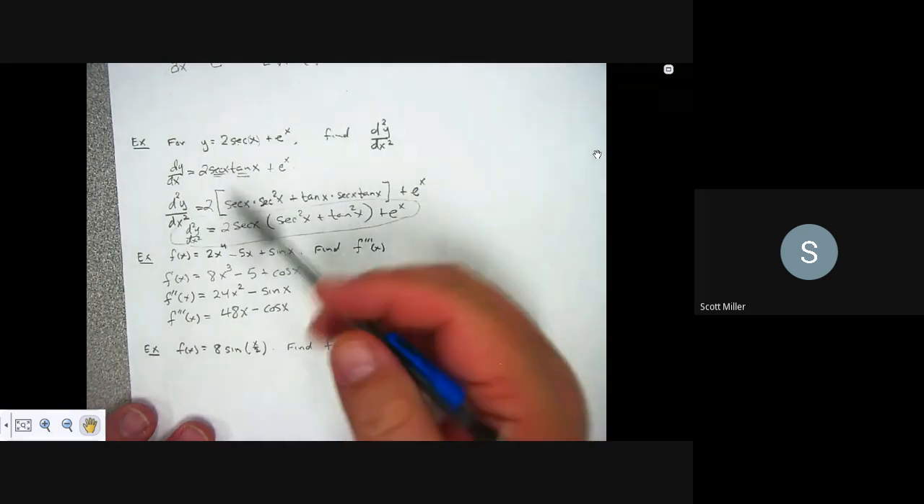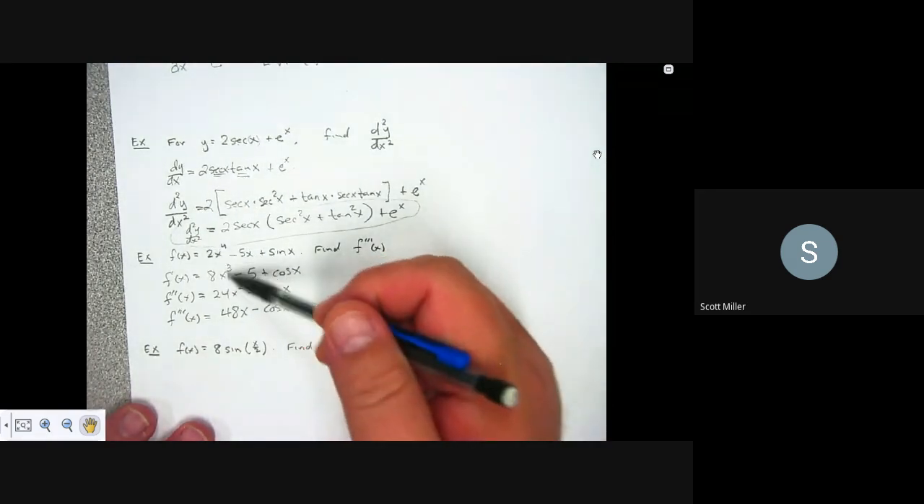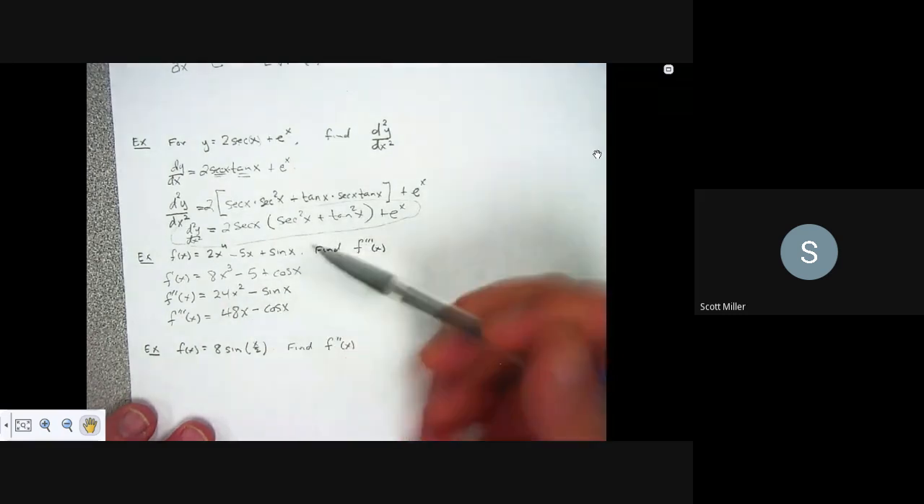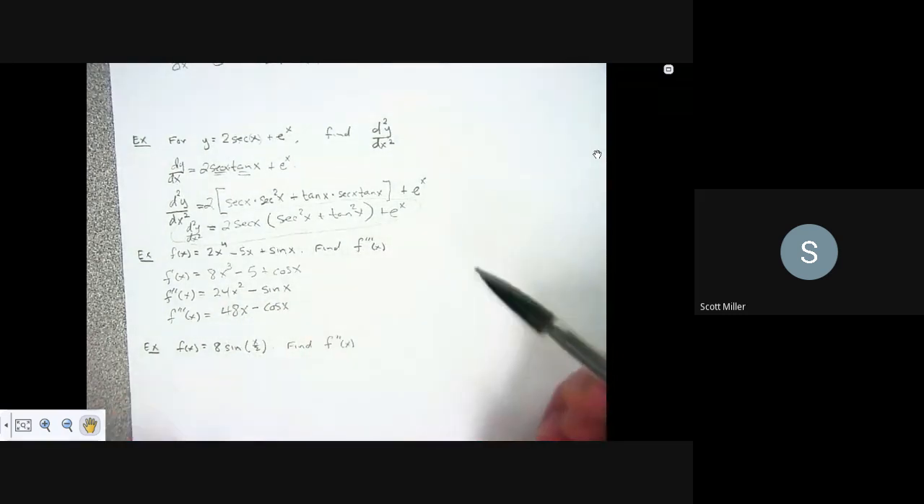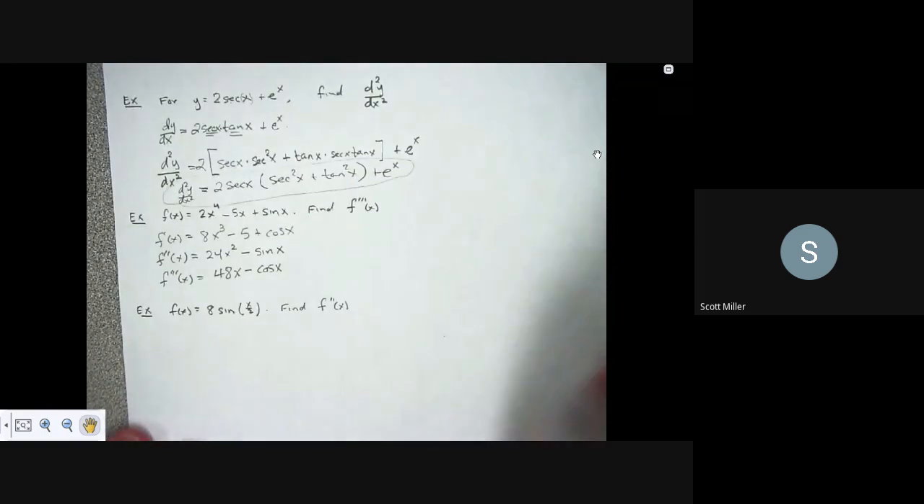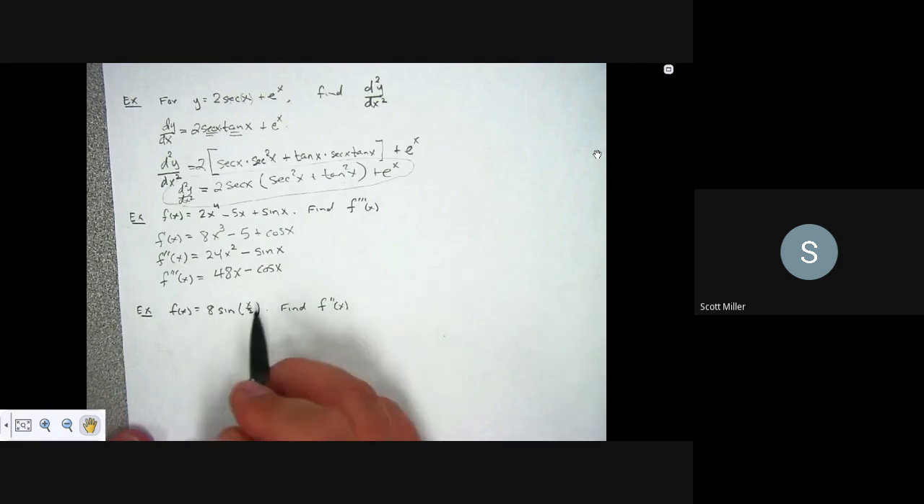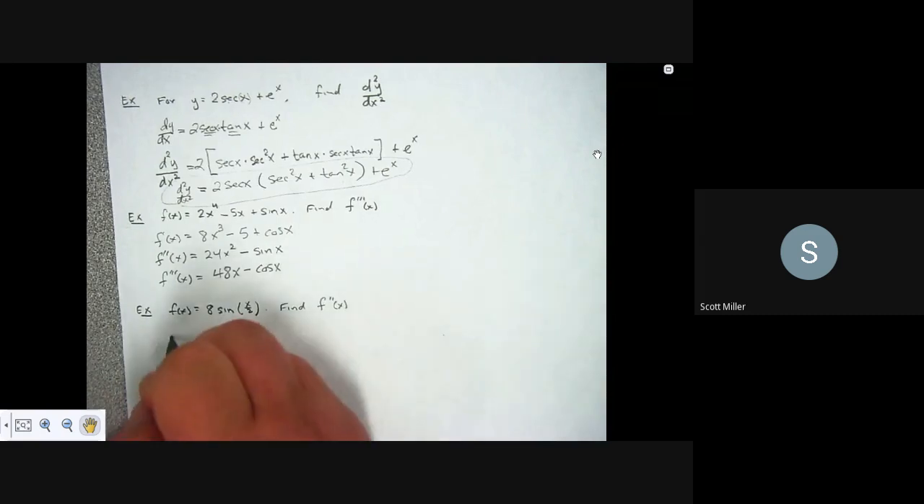Do you notice, like, every time you take a derivative, if it's polynomial stuff, the power lowers by 1 each time? That's kind of nice to recognize. Look for patterns along the lines when you're doing stuff like this. Here's another one. Find the second derivative of this. This is the trig function. We got chain rule action going on. Start with the first derivative.